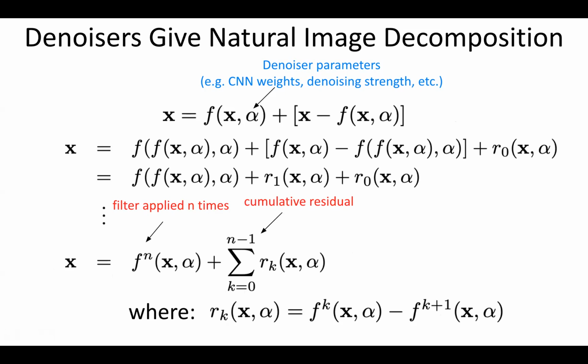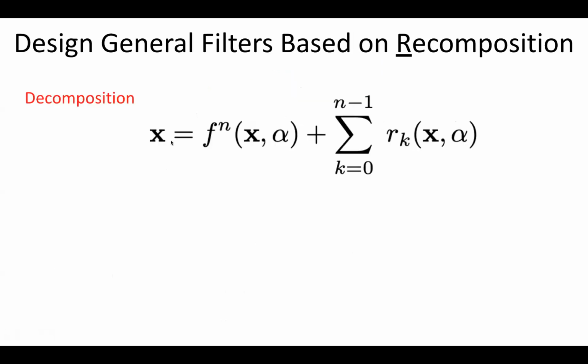Okay, so now that I have this, what I have is effectively a very general form of a decomposition of a signal, of an image, in a smooth component, and I have various control parameters. N is a control parameter. I can choose how many times I do this. And alpha is also a control parameter.